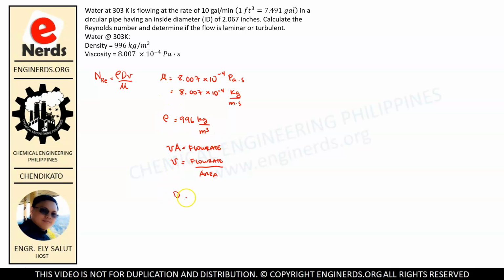So our diameter is equal to 2.067 inches. Yan ang ating given. Kung convert natin ngayon siya into meter. So we'll have, in 1 foot, we have 12 inches. And then in 1 meter, we have 3.2808 feet. So we have here 1 meter over 3.2808 feet. Okay? So, 2.067 divided by 12 and divided by 3.2808 feet, we have 0.0525 meter.